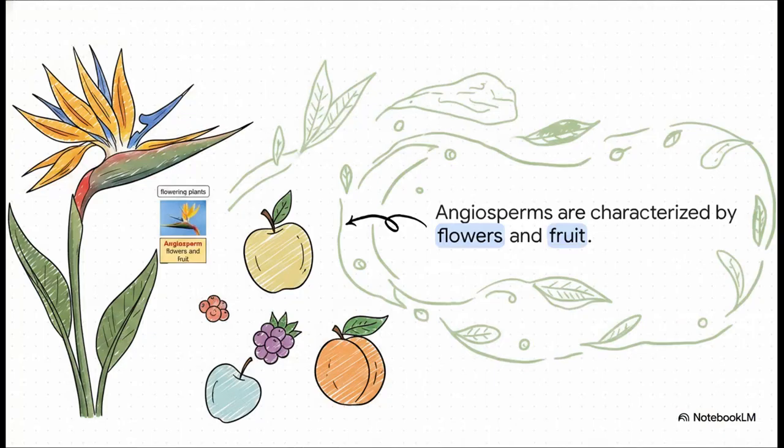Now, when you hear the word angiosperm, I want you to immediately think of flowering plants. Take this stunning bird of paradise, for instance. This group made a monumental evolutionary leap. Instead of leaving their seeds exposed on a cone, angiosperms produce flowers and they enclose their developing seeds safely within a fruit. It's a total game changer.